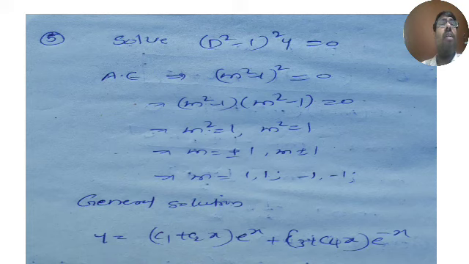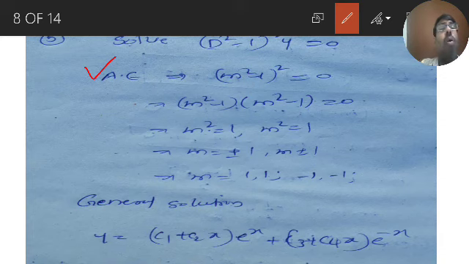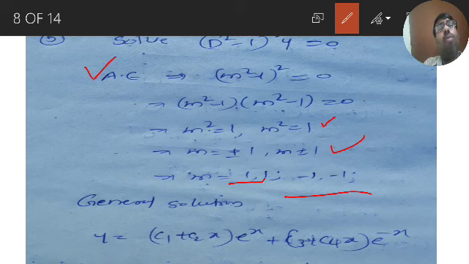Now, similar to that, the fifth problem is (D^2 - 1)^2 y = 0. Just write the auxiliary equation. What is the auxiliary equation? (m^2 - 1)^2 = 0. That is (m^2 - 1)(m^2 - 1) = 0. That is m^2 = 1, m^2 = 1, m = ±1. That is 1, 1 are two equal roots and -1, -1 are two equal roots.